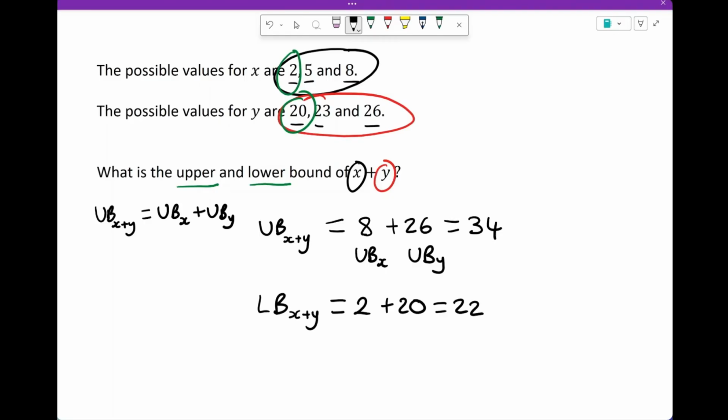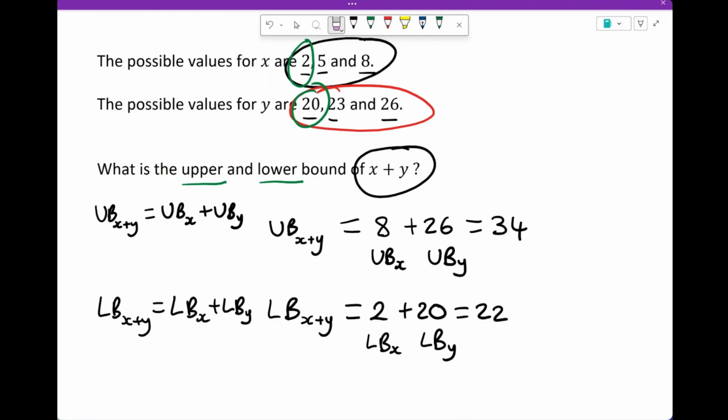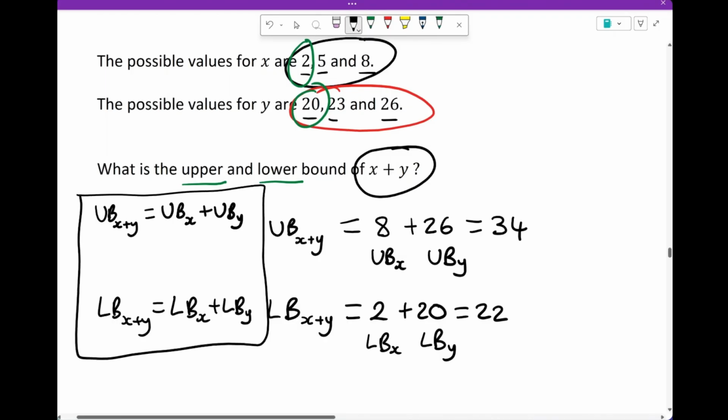And if we look at what we've used, the 2 was the lowest value for x, so that is the lower bound for x, and the 20 is the lowest value for y, so that would be the lower bound for y. So as a generalization, the lower bound of an addition calculation is going to be equal to the lower bound of one number in the calculation plus the lower bound of the other number in the calculation. So now let's look at a different question where we're going to make use of what we've written out here.